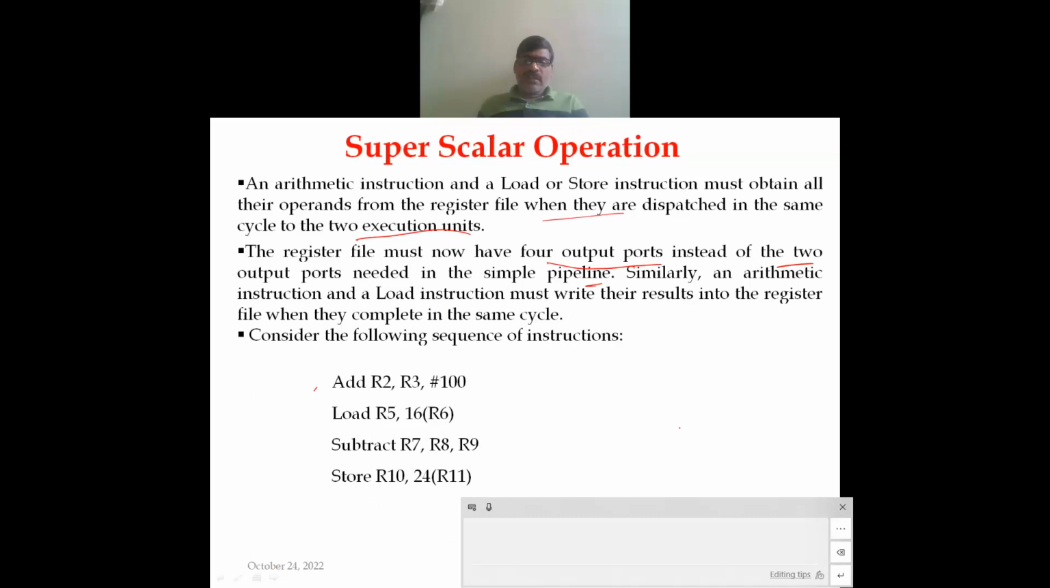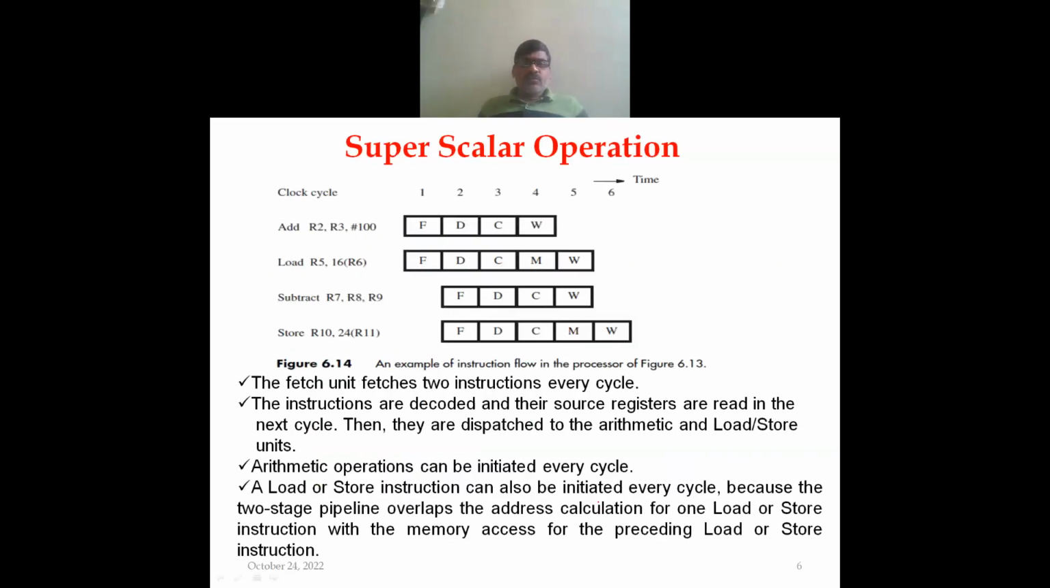Add R2, R3, #100; load R5, 16(R6); subtract R7, R8, R9; and then store R10, 24(R11). So we have add, subtract, load and store instructions. If you consider this sequence of instructions, let us see how they are executed in a superscalar manner.